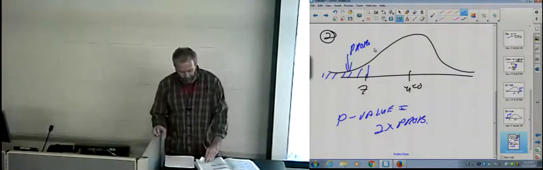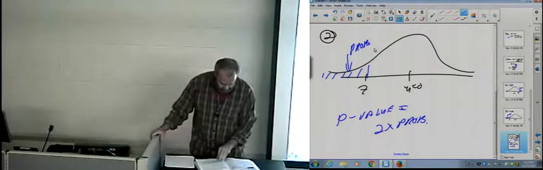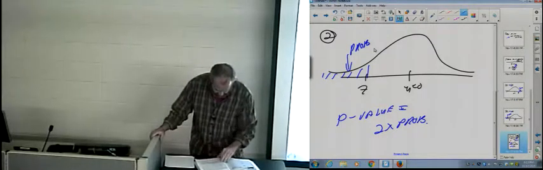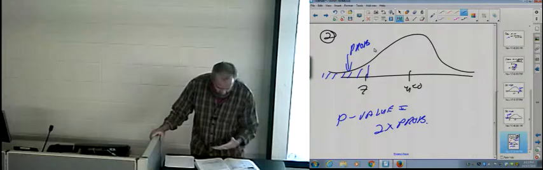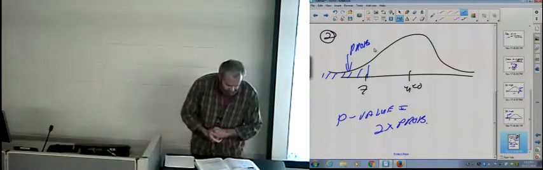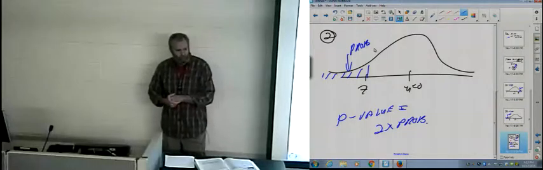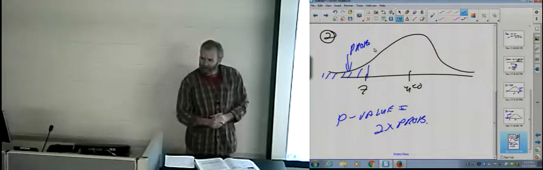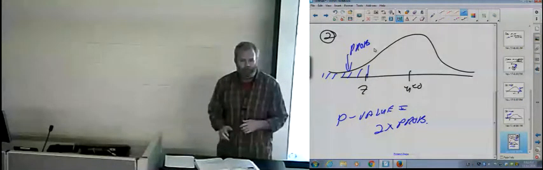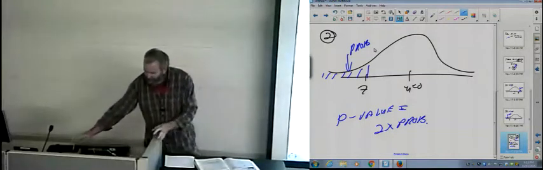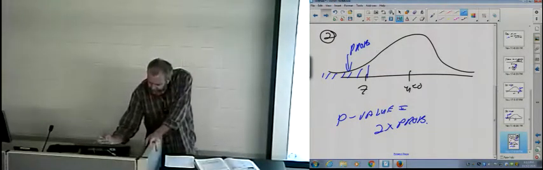Now, here's what I want to do. I'm looking for a problem here, and I'm on page 403. Okay? And I want to look at problem 17.14. So this is a problem from scratch. We'll work from start to finish.